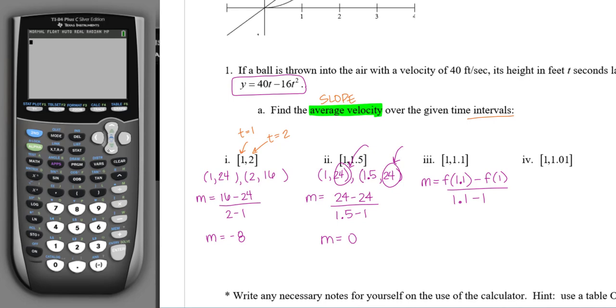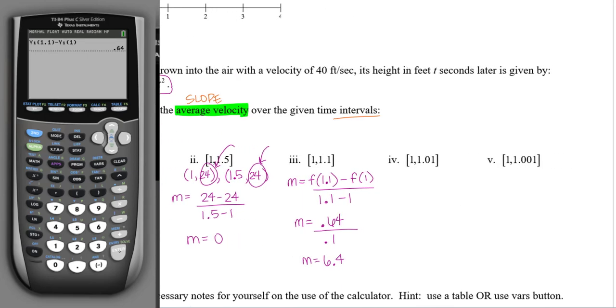I can use my VARS, which is kitty corner next to my arrows here. So VARS, go over to Y-VARS, these are your y variables, hit enter on Function, that's the mode we're in, and I typed my function into Y1, so I will hit enter, and then I'm going to say at 1.1, and I will subtract VARS, go over to Y-VARS, Function Y1 at 1, don't forget the "at" part, so that is 0.64 over 0.1, and hopefully you know how to divide with the decimals. The slope then would be 6.4.